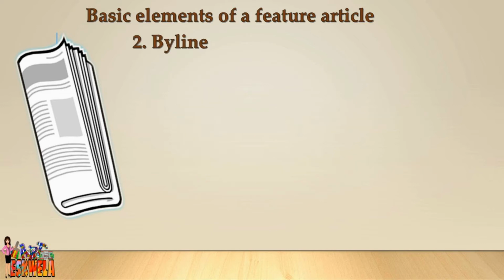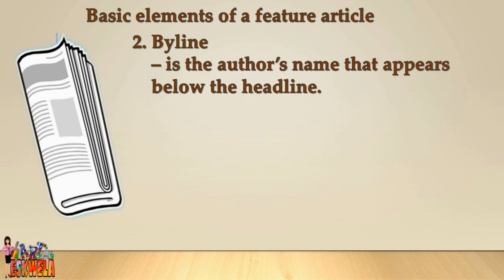The second element is the byline. It is the author's name that appears below the headline. This shows the author's name and sometimes his or her affiliation, if he or she is an in-house writer or a contributor. The byline can be below the headline or at the end of the article.